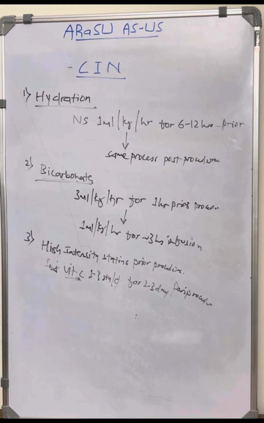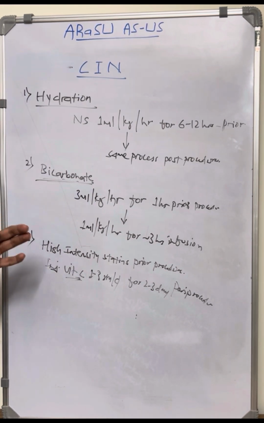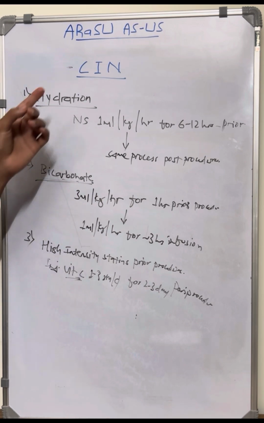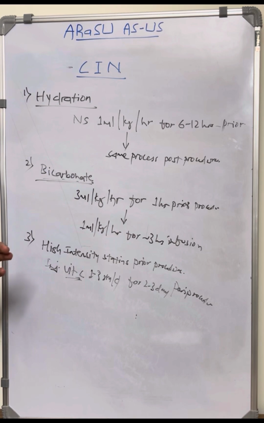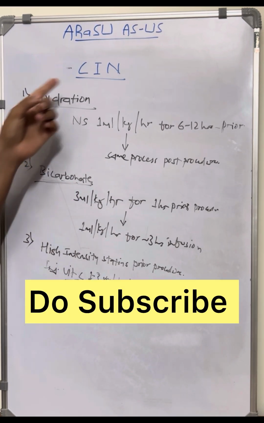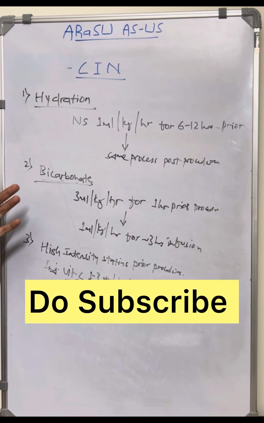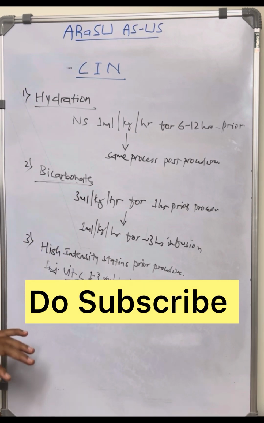So the overall point is, incidence is very, very low unless the individual has some risk factors. And even if contrast-induced nephropathy occurs, it is reversible in 2 to 4 weeks. And the best thing to prevent contrast-induced nephropathy is hydration prior to the procedure and post procedure.